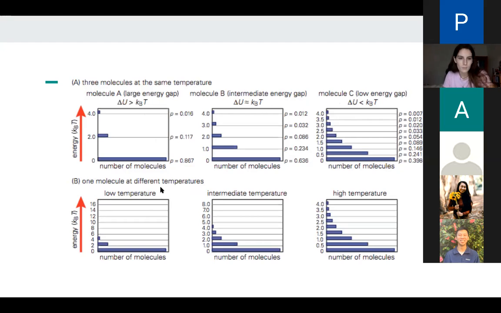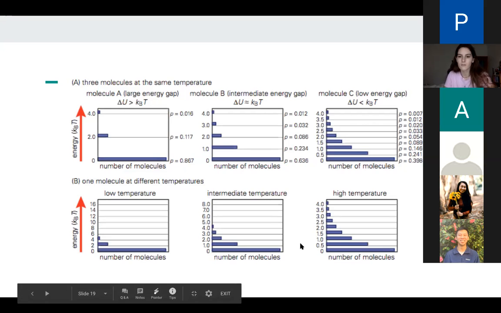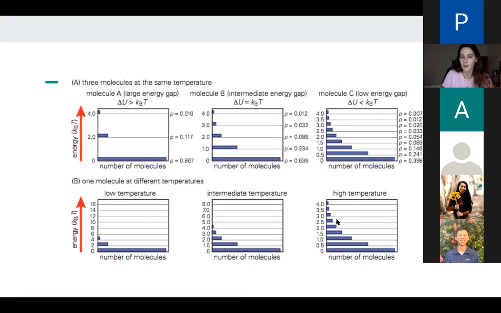And then B is one molecule at different temperatures. You can see that as the temperature increases, the energy of the individual molecules also increases, and so they're more likely to be at a higher energy level.